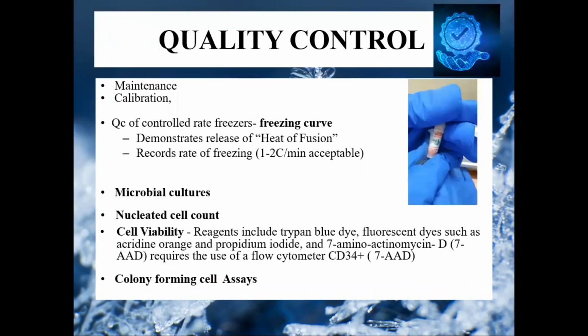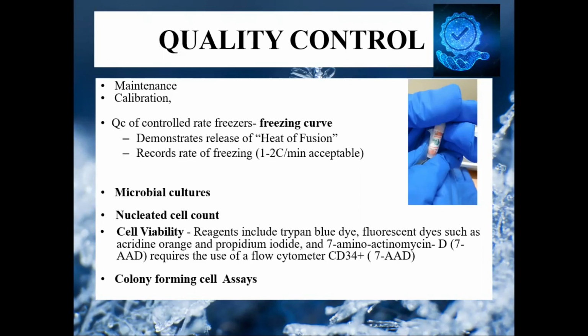Moving on to quality control, my last slide. Maintenance and calibration has to be done, and QC of the controlled-rate freezer. I told you about the clots, the bag weight, and the freezing curve should be kept documented with each patient's records. Microbial cultures can be done. Nucleated cell count, Dr. Montessori has already spoken about all these. Cell viability is mandatory according to European BMT guidelines. It says the cell viability has to be more than 50%. It should not be less than 50% for transplant. The EBMT guideline is an international guideline that says more than 50%.